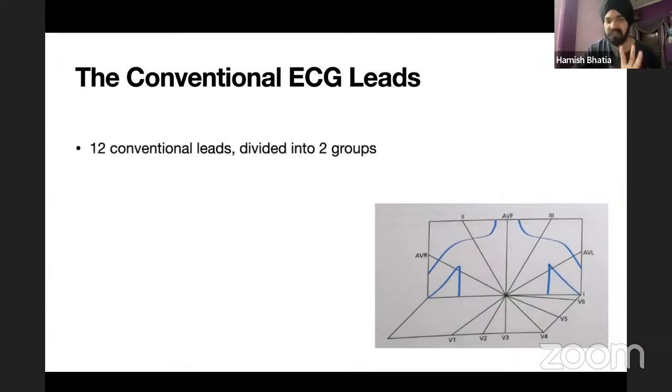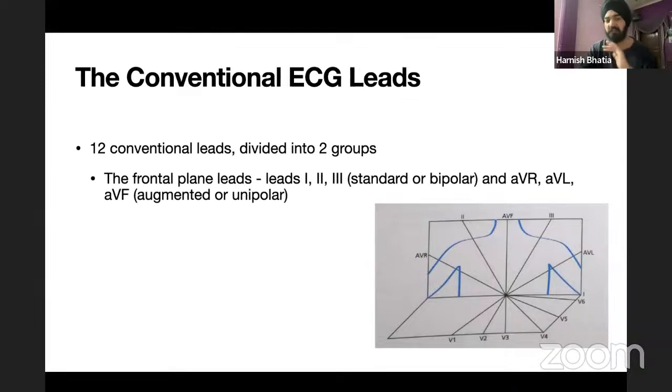Basically there are 12 conventional leads, which are divided into two groups. One is the frontal plane leads, which are leads 1, 2, 3 and AVR, AVL and AVF. I'll explain why these leads are called so and what they mean. The second group is the horizontal plane leads, which are leads V1, V2, V3, V4, V5, V6. So they make 12 leads in two groups.